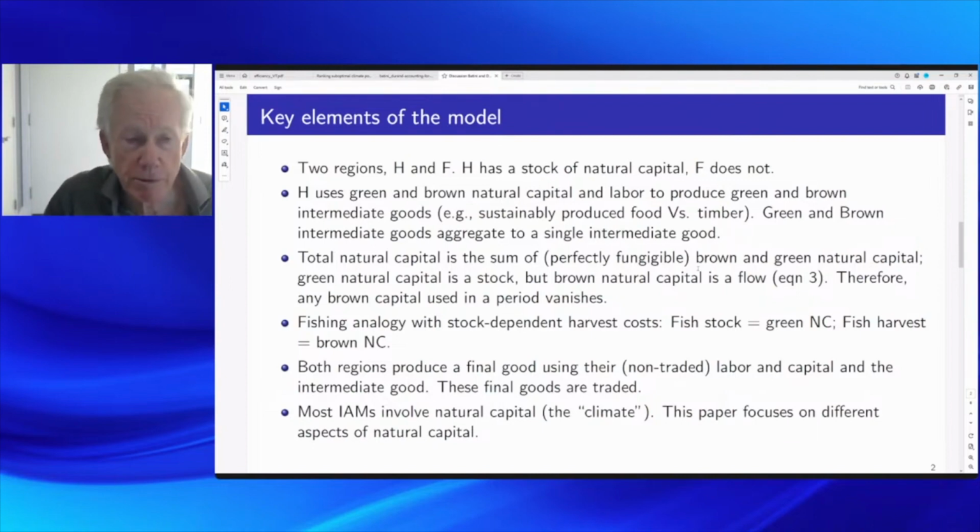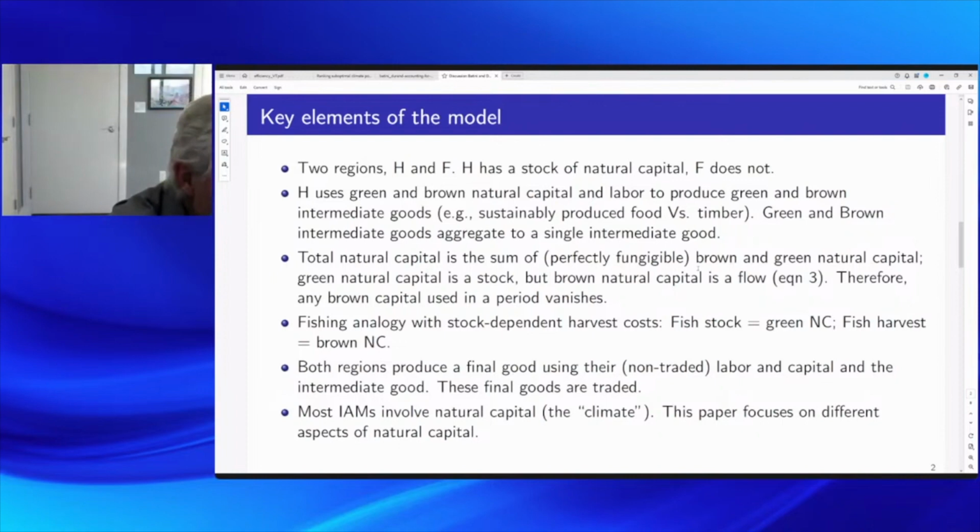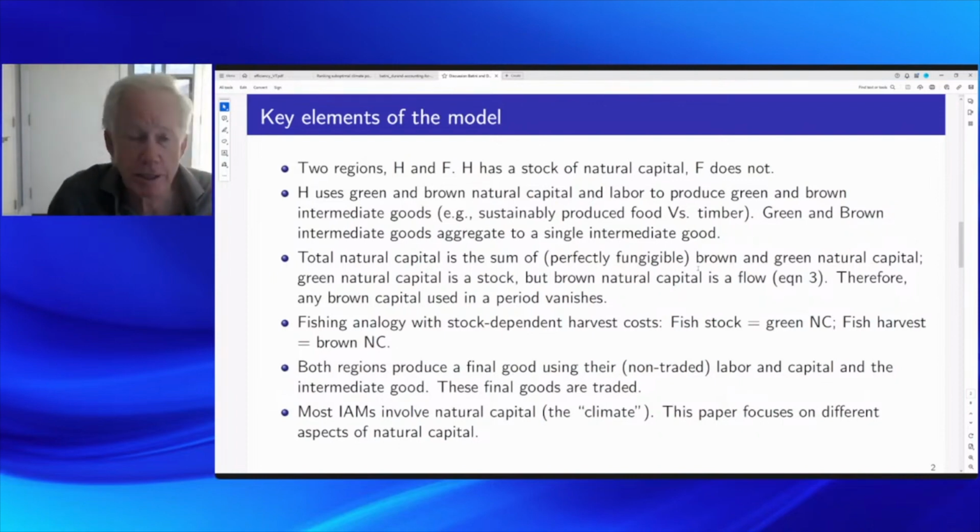As I read the paper, I thought it helpful to think about the fishery context. And actually, this paper lines up pretty directly with a standard fishery model. You can think of the fish stock as being the green natural capital, and the fish harvest is the brown natural capital. So you can take fish out of the stock and use it up, and that's like using brown natural capital.